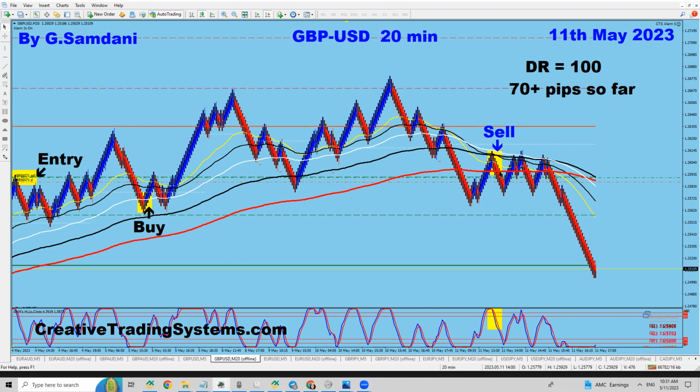The SL is always 25 pip. When you open a trade here, I put my SL right here, or just above it. That's it. 25, maximum 30 pip. And after that, when it takes out the last low, I come and sit on break even. That's the name of the game.